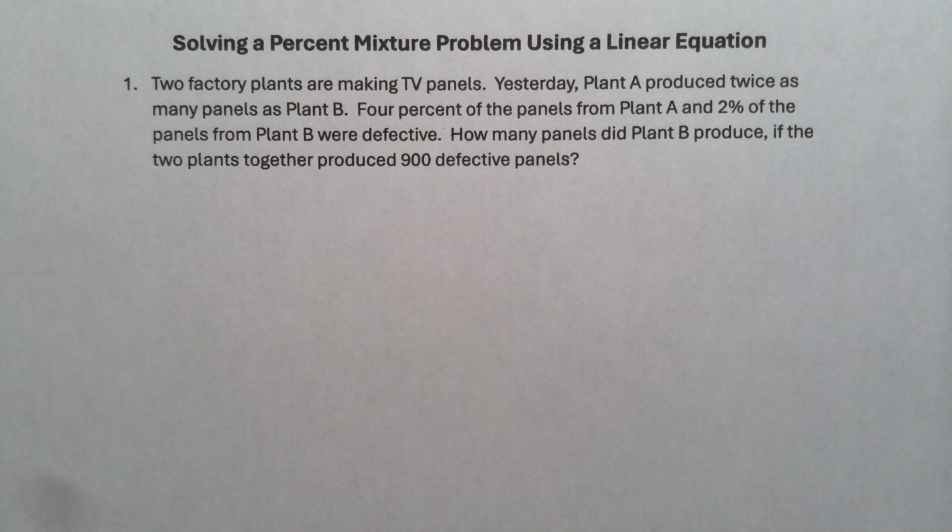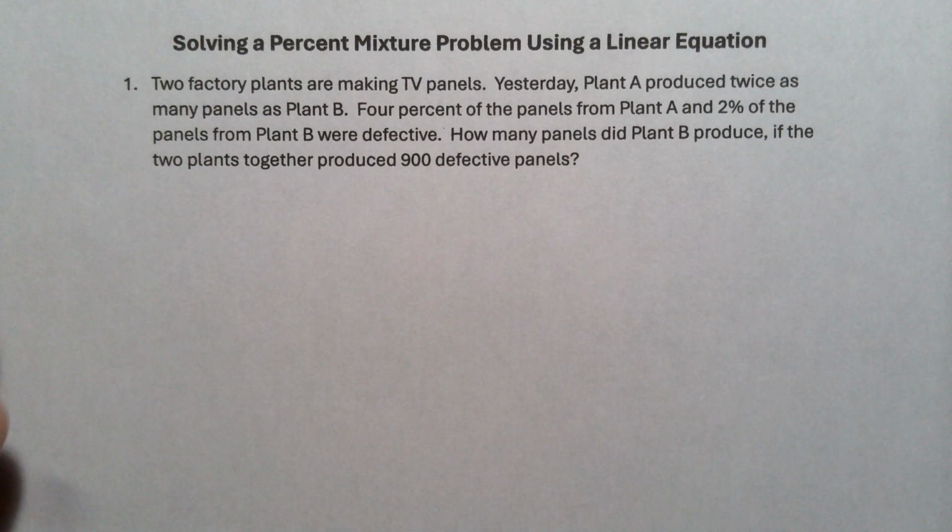In this video, we're going to be solving a percent mixture problem using a linear equation. So our first problem, we have two factory plants that are making TV panels. Yesterday, plant A produced twice as many panels as plant B. 4% of the panels from plant A and 2% of the panels from plant B were defective. How many panels did plant B produce if the two plants together produced 900 defective panels?